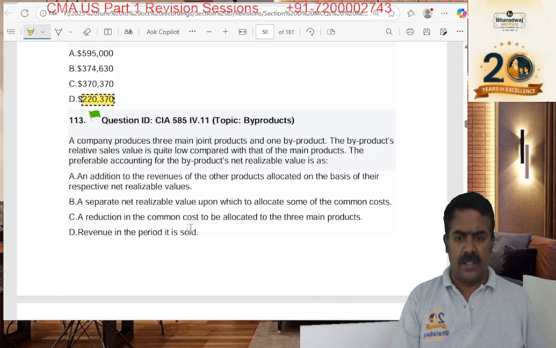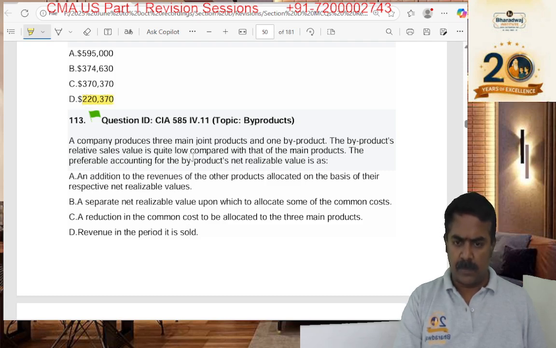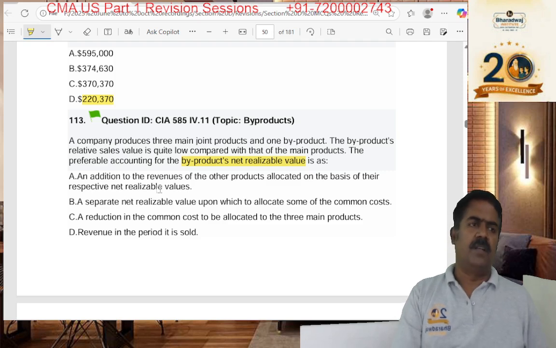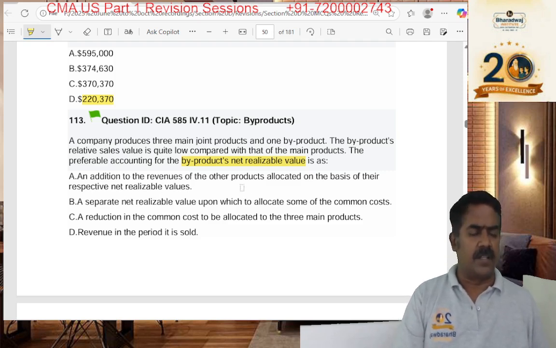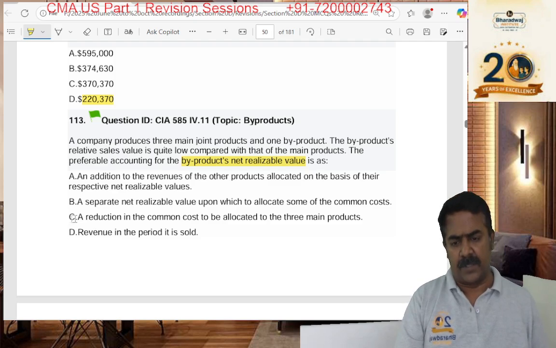Question number 113. Simple. The purpose of having a byproduct itself is to reduce your main cost of production. C.